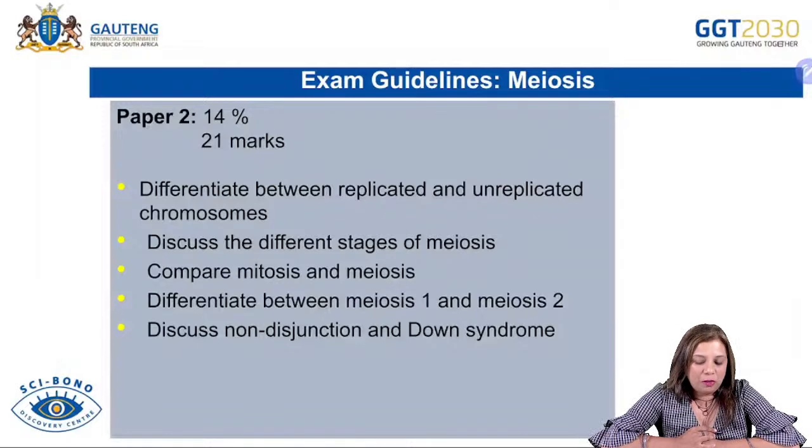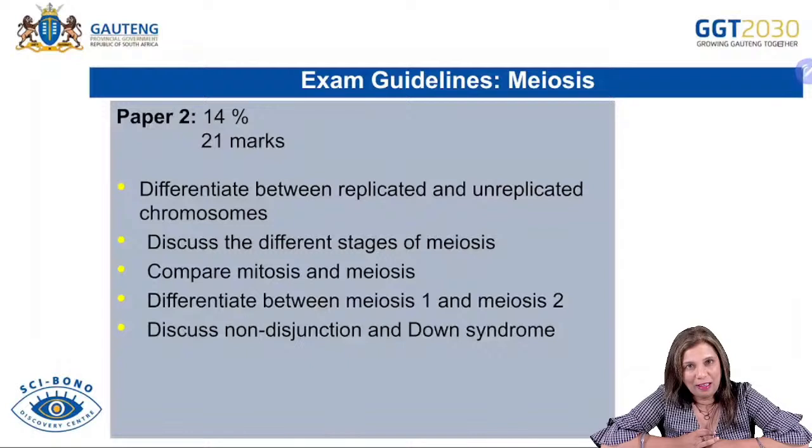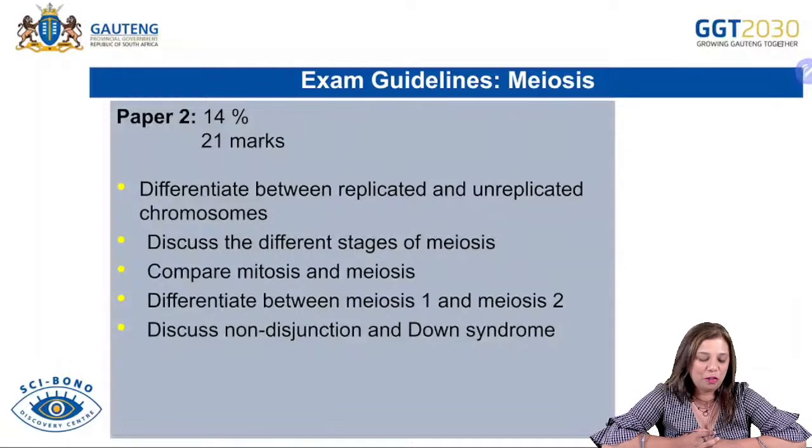Now, today we're going to discuss meiosis. Meiosis is in paper 2. It consists of 21 marks at 14%. So this is a smaller section. Grade 12, this is the section where you can get the marks. This is a section that is easy to understand. There are so many beautiful diagrams that you can remember, stories to tell in each one of the cases. Wait and see, I'm going to show you all.